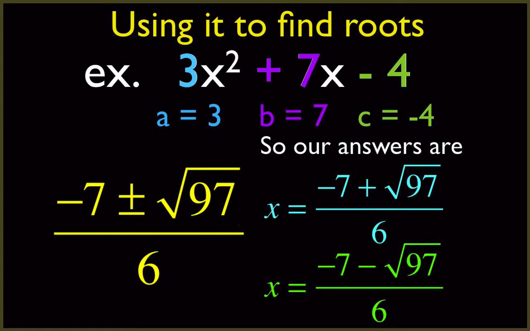Now, a lot of you guys get confused and think, oh, but what am I supposed to do with that 97? Nothing. You don't know what the square root of 97 is. It's a little bit less than 10. That's about all you know. So I don't want a decimal. I just want you to leave it like that.